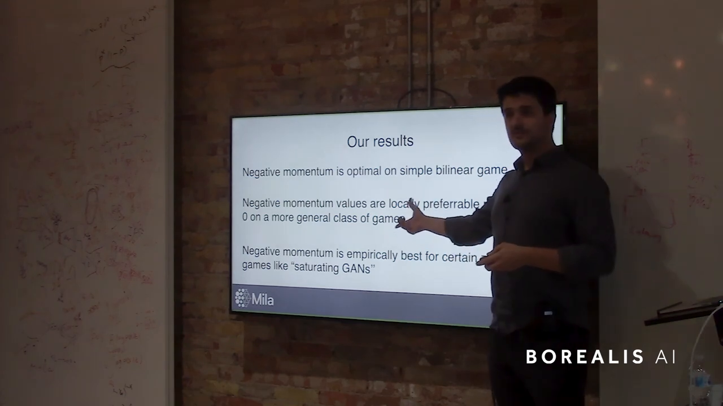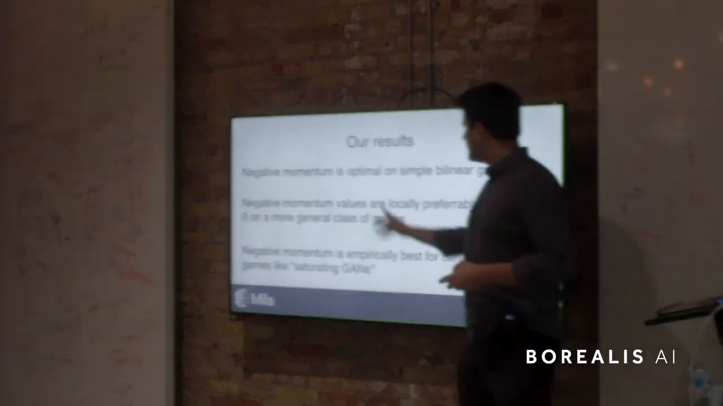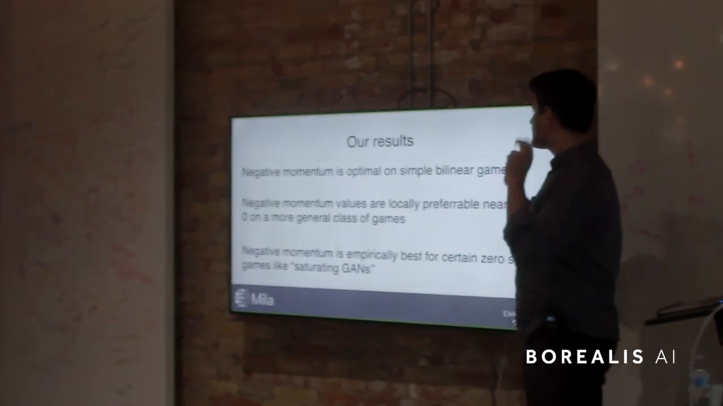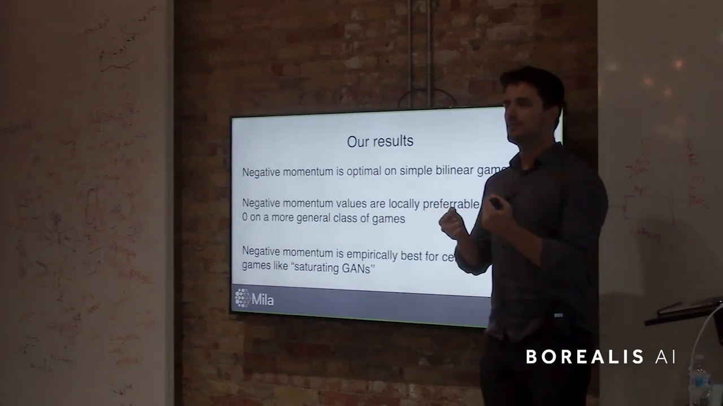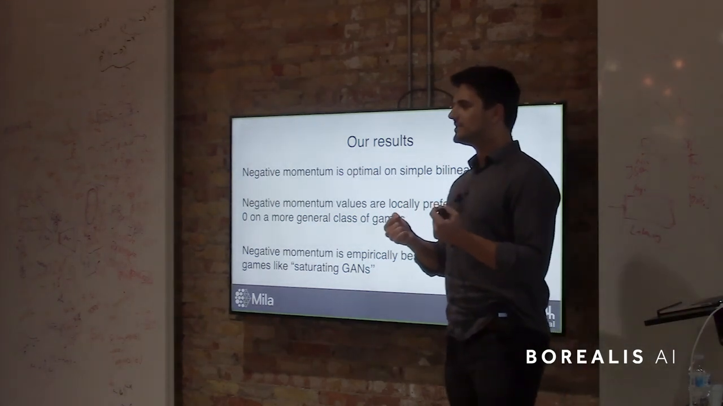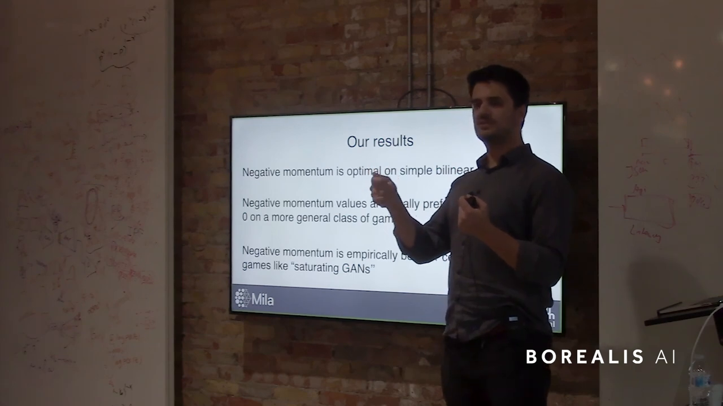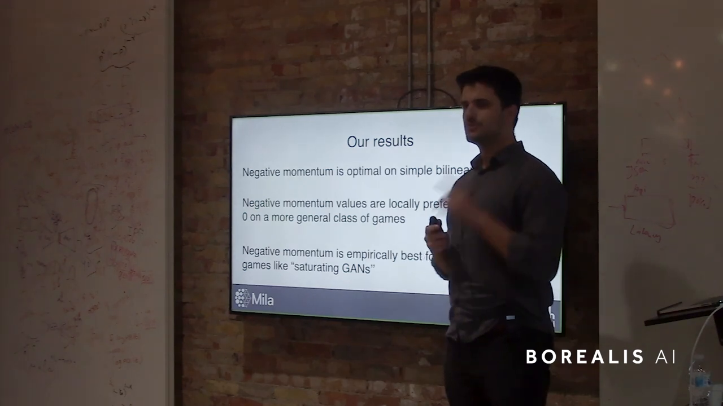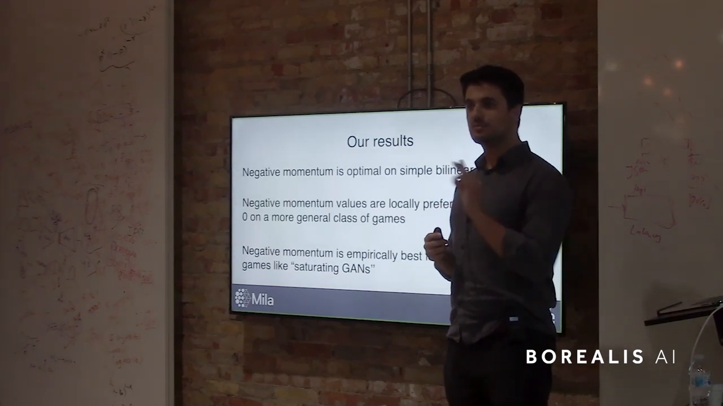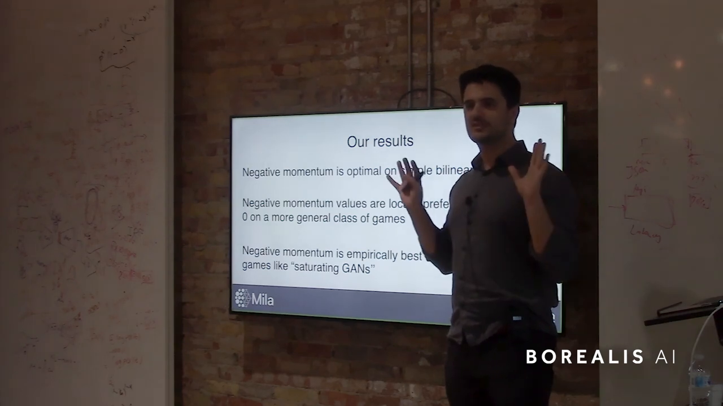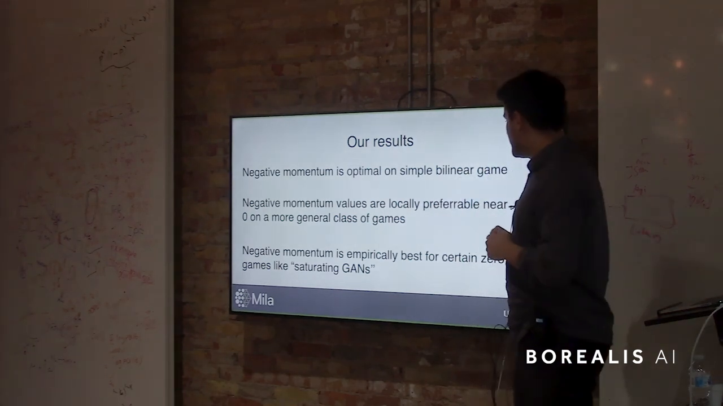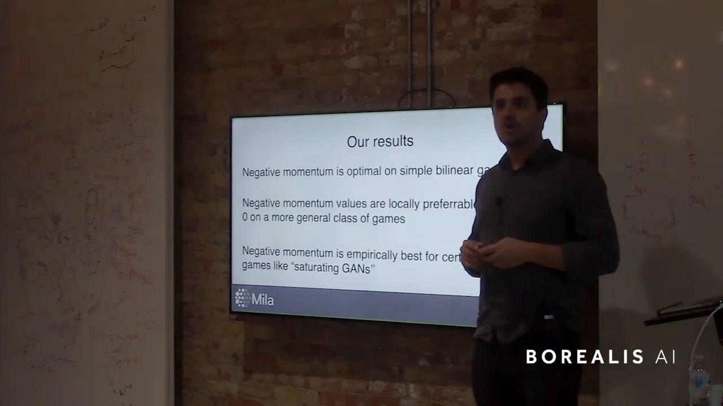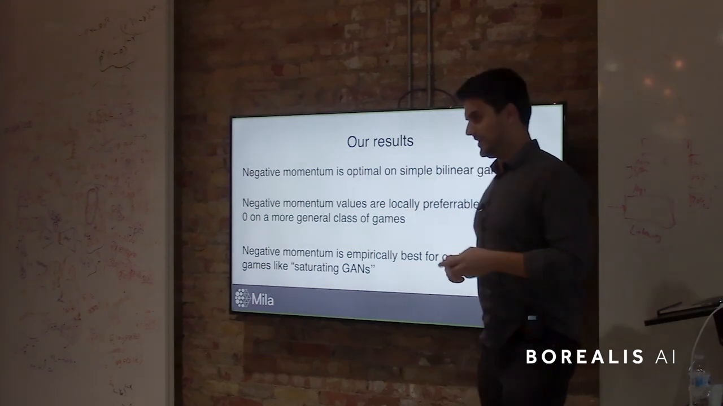In a more general class of games, negative momentum values are actually locally preferable near zero. What does this say? If you're seeing how well you're doing when your momentum value is zero, and you're trying to decide, should I increase the momentum value to positive values or decrease it to negative values? Locally, we're going to tell you that you should be going negative. It doesn't say that the optimal value is negative. It says that for this local decision, I'm at zero, should I go lower or higher? You should go lower. That's what the second result is saying. And the third result is we have some empirical results on what's called the saturating GAN.